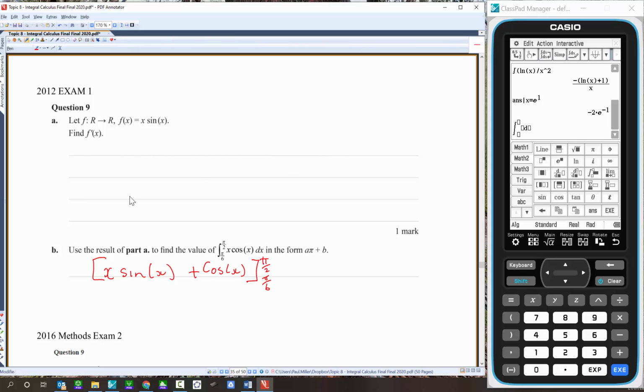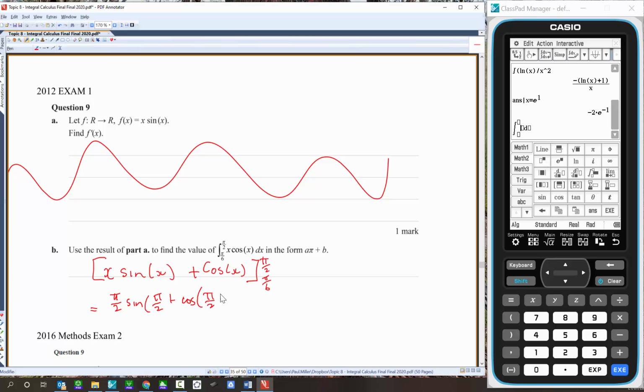So use the result of part A. That would be use the derivative to get this. That would be the integration by recognition. All right, so let's get our answer going. Not a lot of room here, by the way. So let's slap in pi on 2. So we've got pi on 2 sine pi on 2 plus cosine pi on 2, take away pi on 6 sine of pi on 6 plus cosine pi on 6.